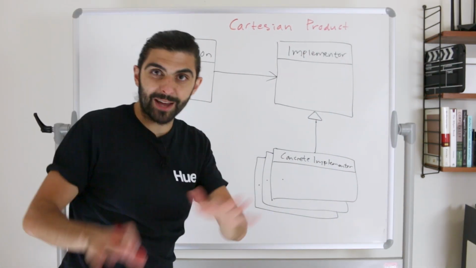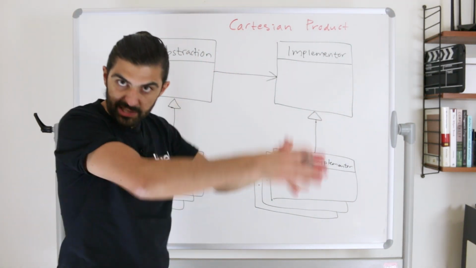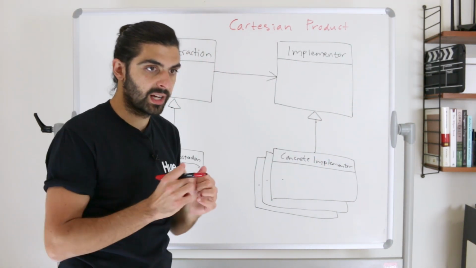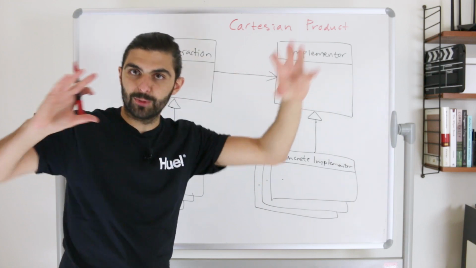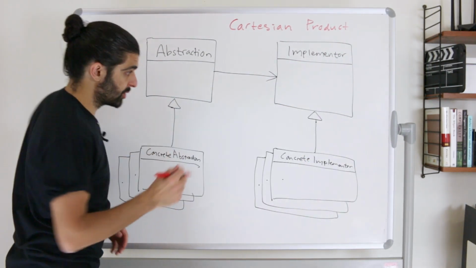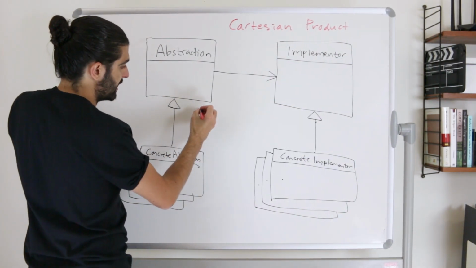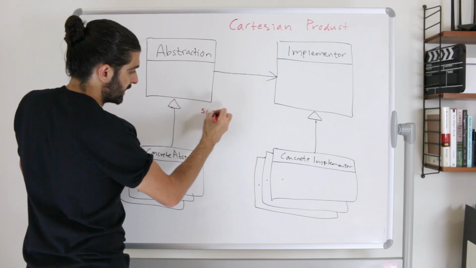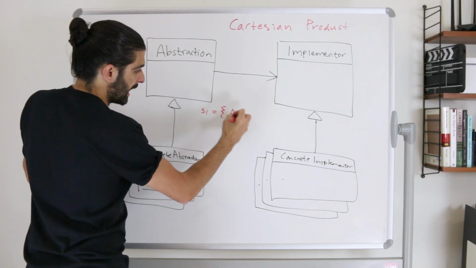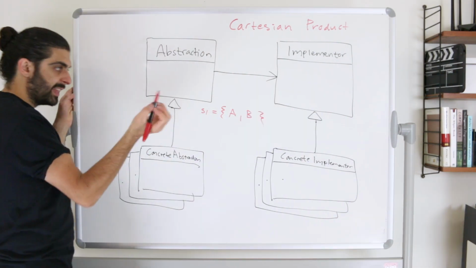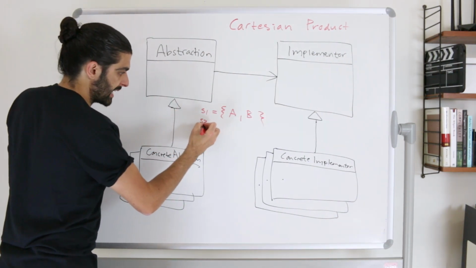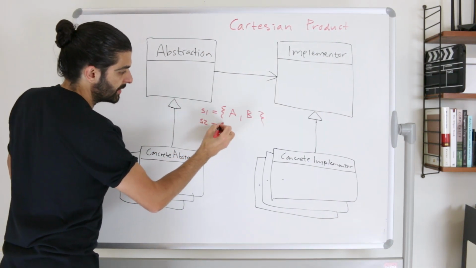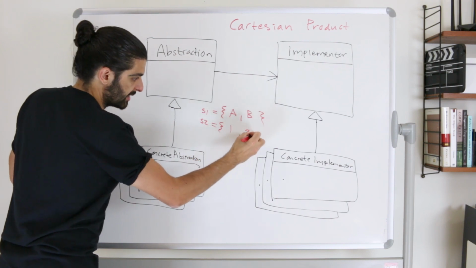So, sorry for going math on you here, but the term Cartesian product is used to describe a set that's derived from two other sets. Super quickly, just think about this. Let's say that you have set 1, S1, which contains A and B. And then you have set 2, S2, that contains 1 and 2.